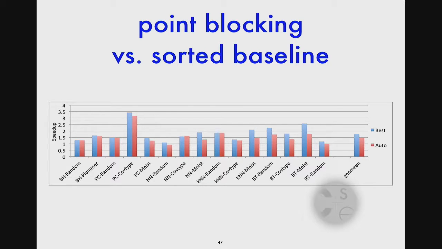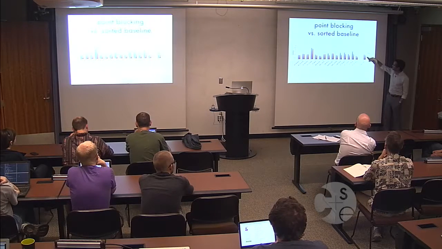There's a lot of numbers here. In the interest of time, I just want to show you the punchline, which is the geometric mean here. So we get a 50% speed up when we do auto-tuning. We get a sort of a 75% speed up in our best case. So what is the difference between the best case and the auto-tuning?